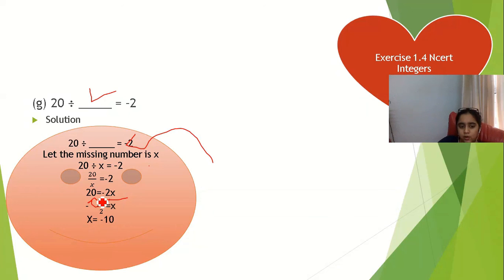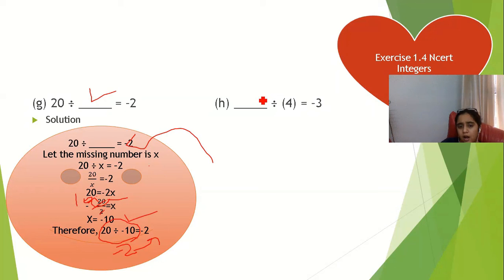So 20 divided by minus 2 equals to x, and if you divide 20 by 2, you will get the answer 10, and that is minus 10, because in a division rule, if one number is negative and another is positive, the sign of the answer is negative. So my answer would be minus 10. Therefore 20 divided by minus 10 equals to minus 2.